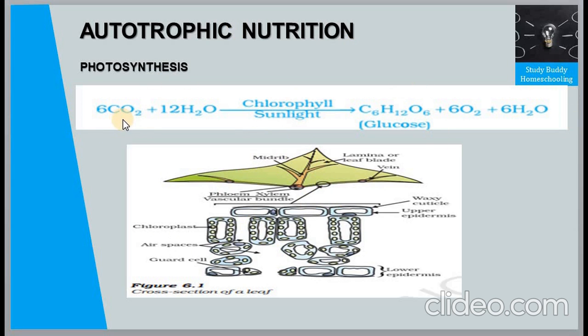What happens is 6 molecules of carbon dioxide and 12 molecules of water are required, and in the presence of chlorophyll and sunlight they get converted into glucose with the release of 6 molecules of oxygen and 6 molecules of water. This is the overall equation for photosynthesis. What you understand from here is CO2 is required, water is required, chlorophyll molecules in the presence of sunlight are required to prepare glucose.